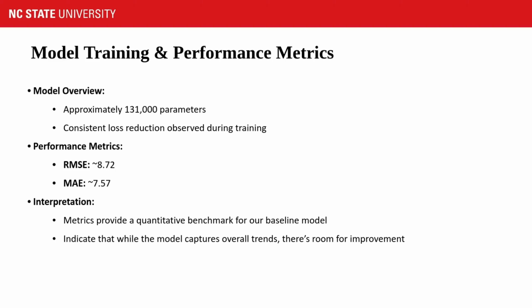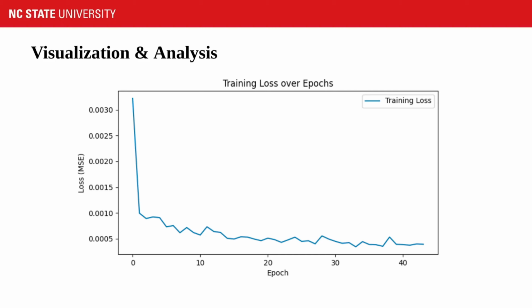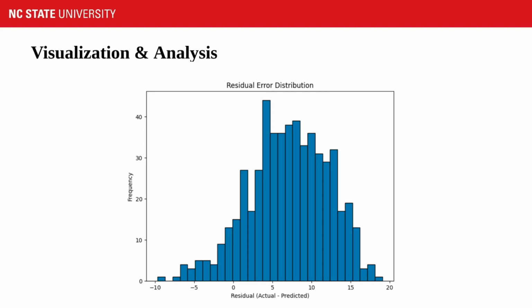So here are some graphs that we got. We have our training loss over epochs, a very good decrease over time, not a lot of bumps, and very consistent. Here's our residual error. There were a few peaks here and there, but for the most part it was a pretty good bell curve, and so we were pretty happy with that.